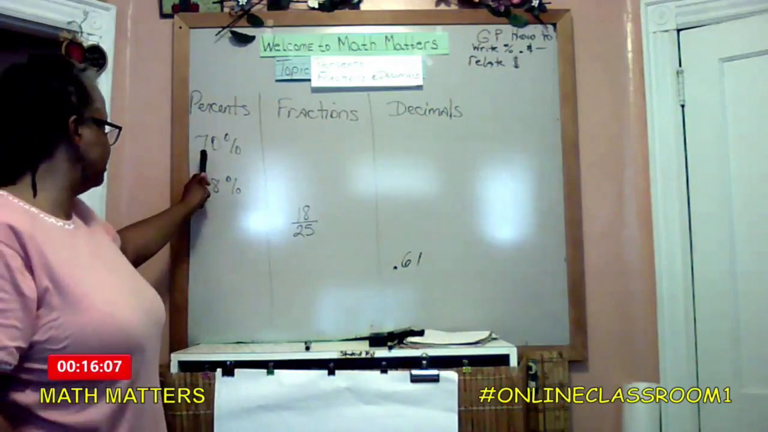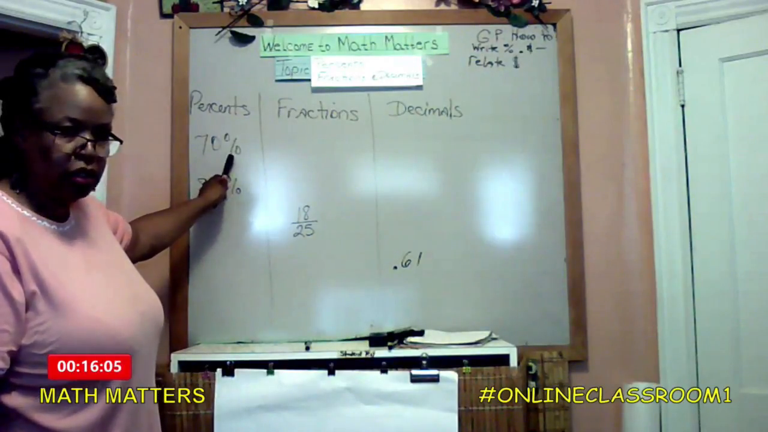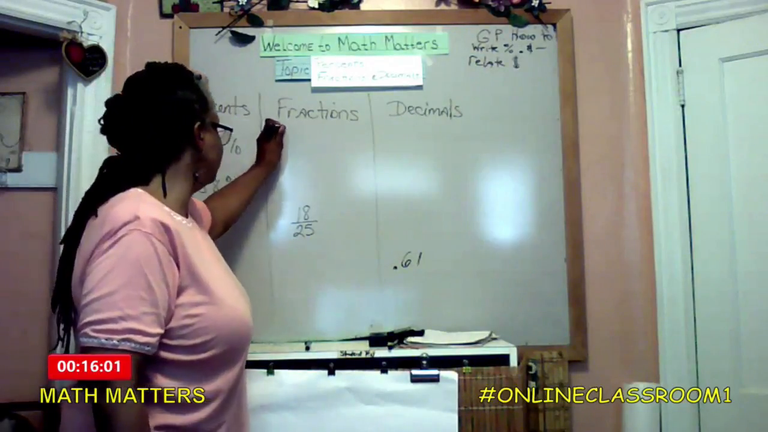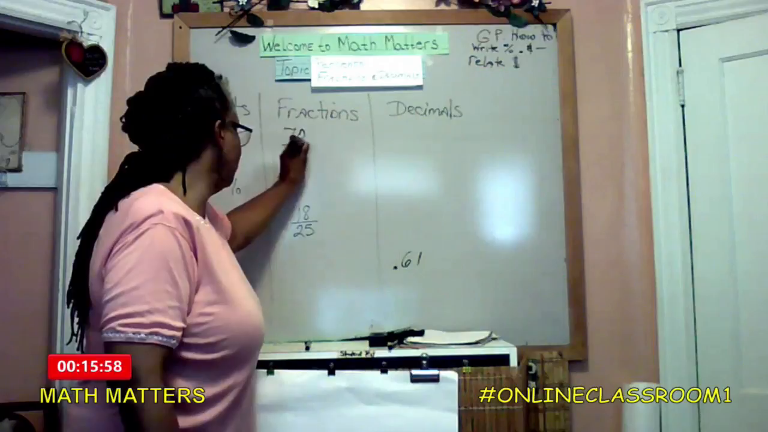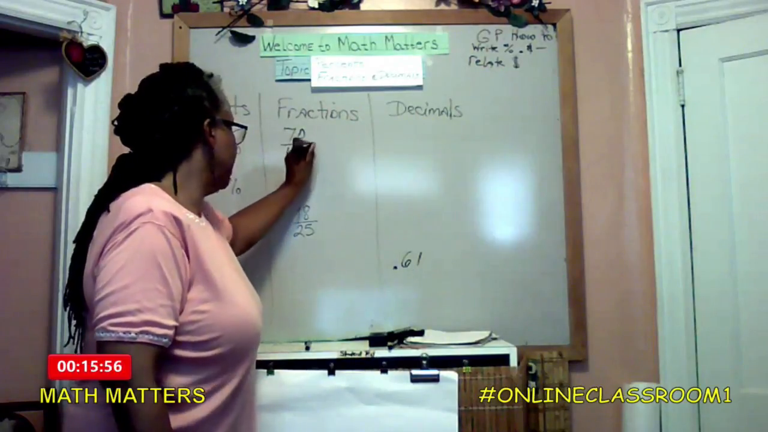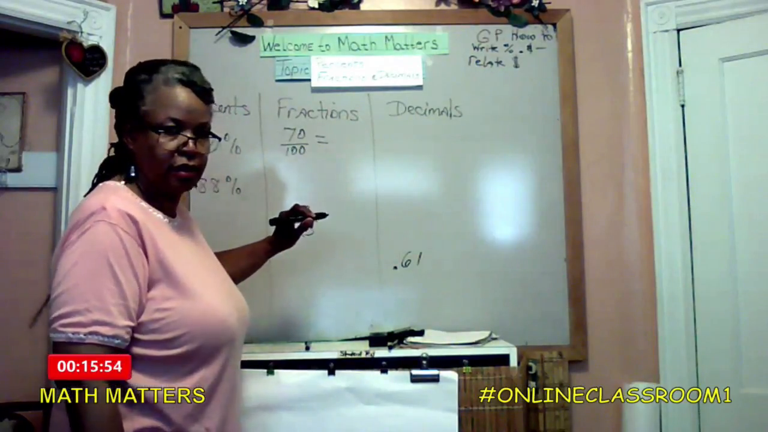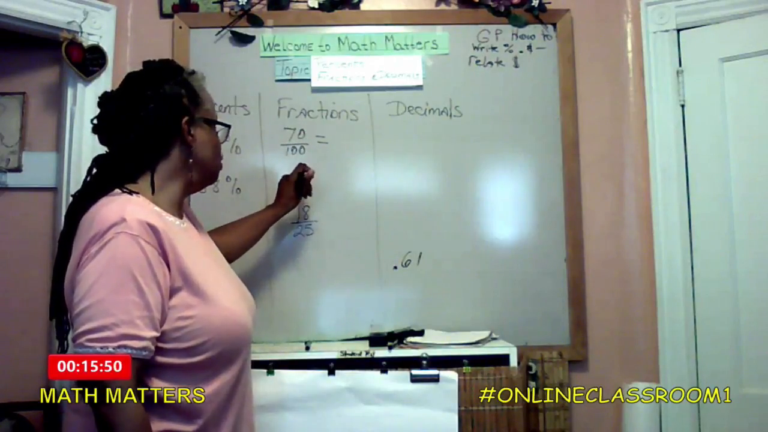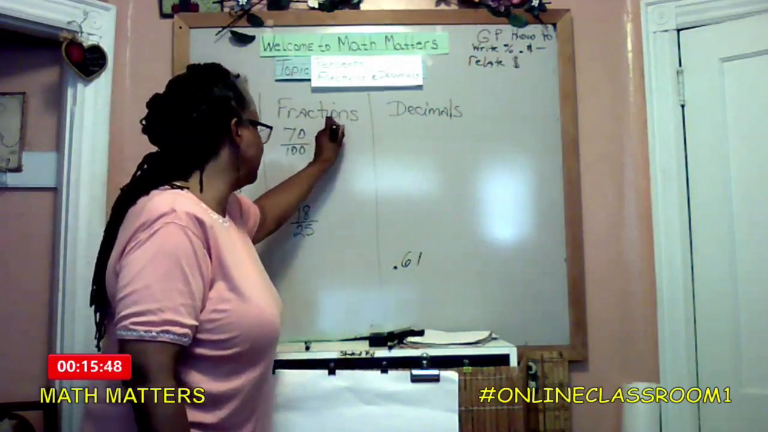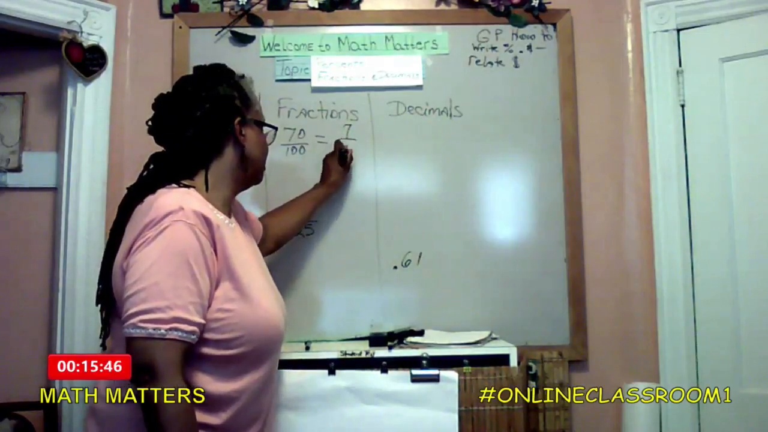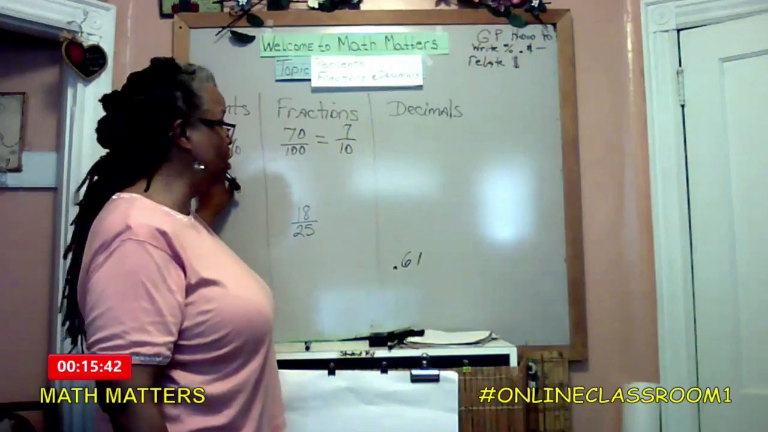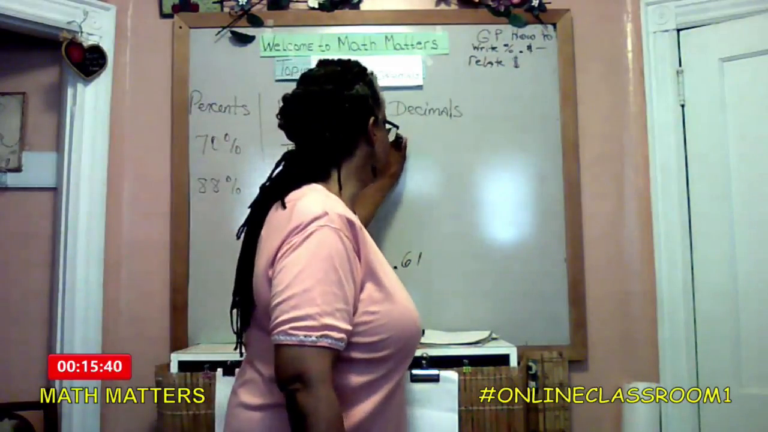Okay, let's write 70% as a fraction. You know that it's going to be 70 out of 100, and we need to reduce that. I can see right now, if I divide 10 in the numerator and denominator, I will get 7 out of 10. And if I write 70% as a decimal, it's going to look just like 70 cents.